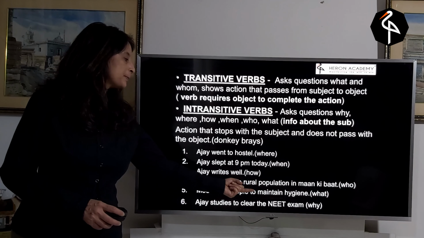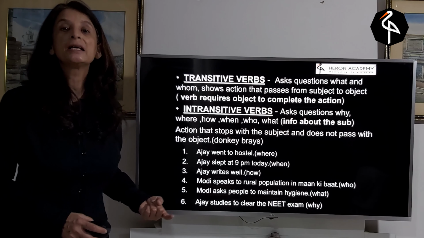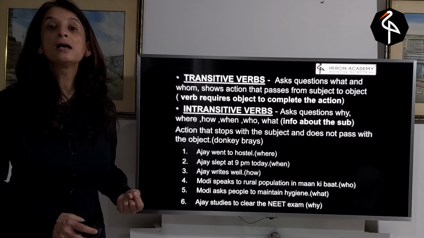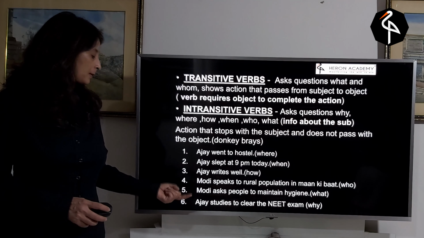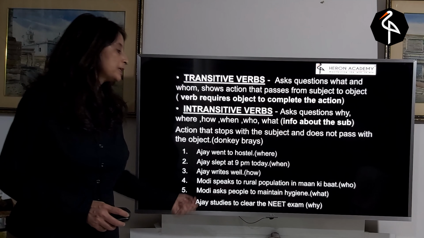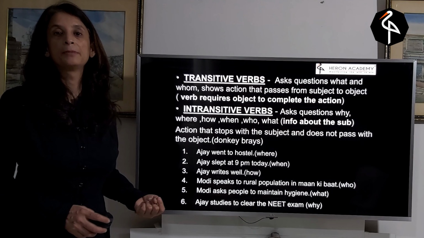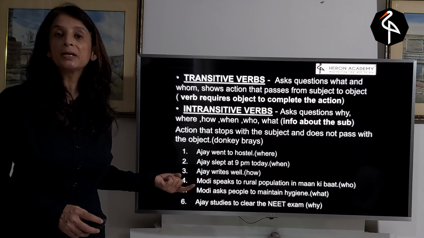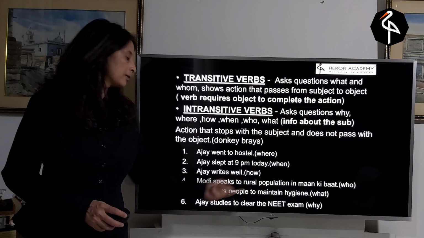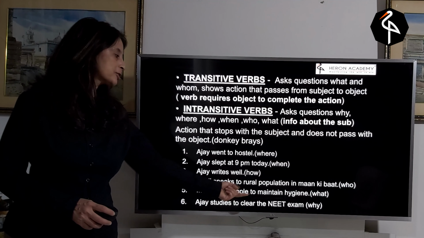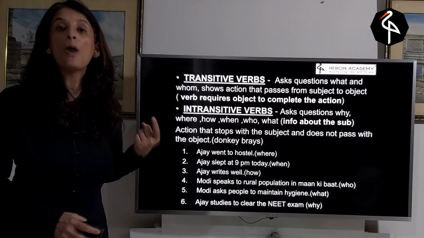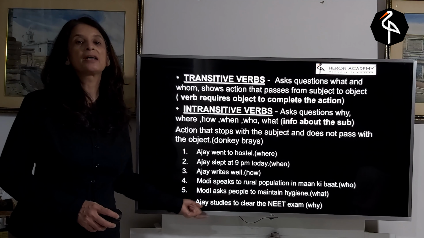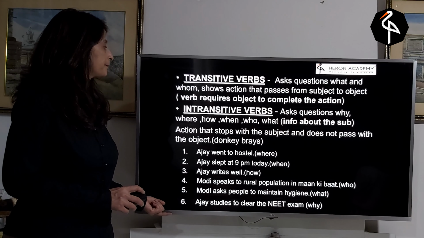Modi asks people to maintain hygiene, right? So what does he ask? Ajay studies to clear the NEET exam. So what does Ajay study? Ajay studies to clear. That means why Ajay studies. So this is intransitive verbs.